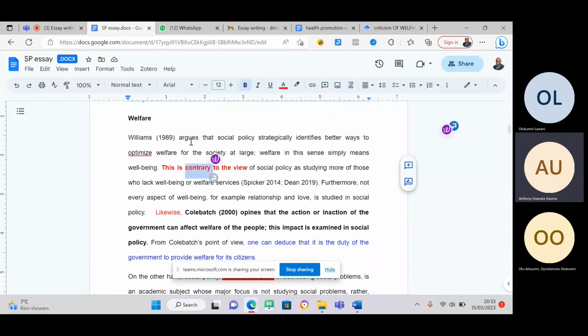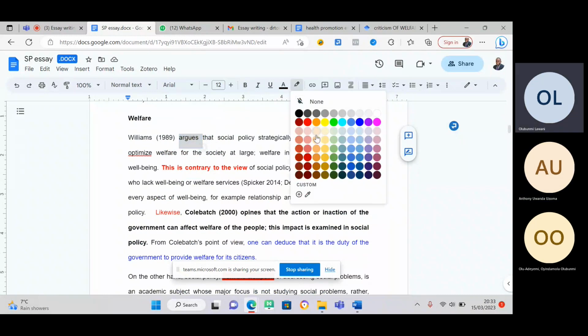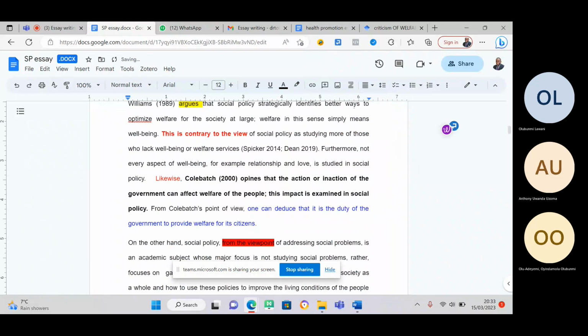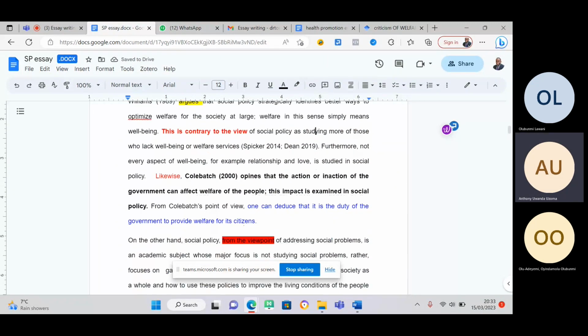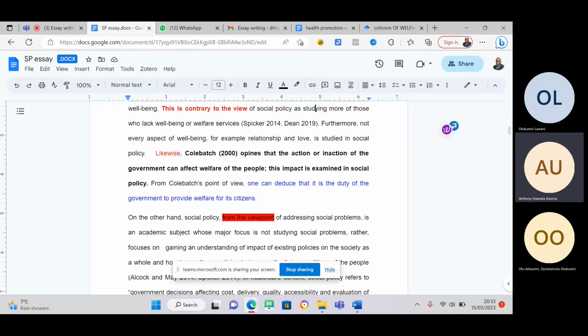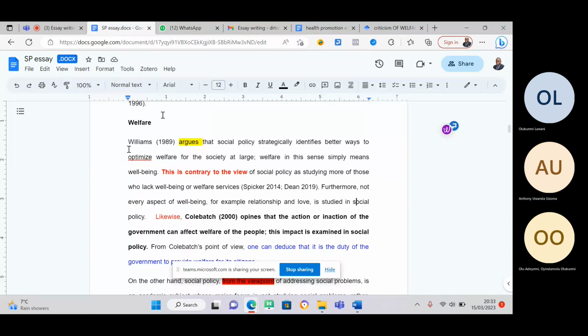Contrary, similarly, argues: those things are what? The signs that you are critical. So can you see now that each paragraph is addressing one thing? It is not scattered.